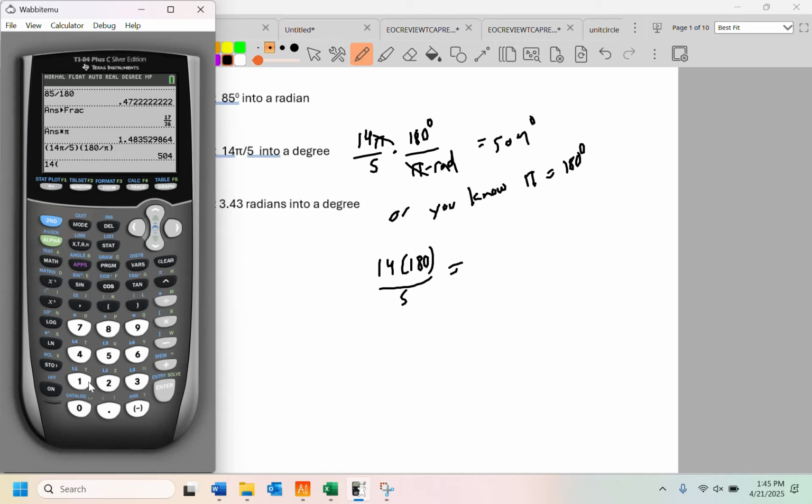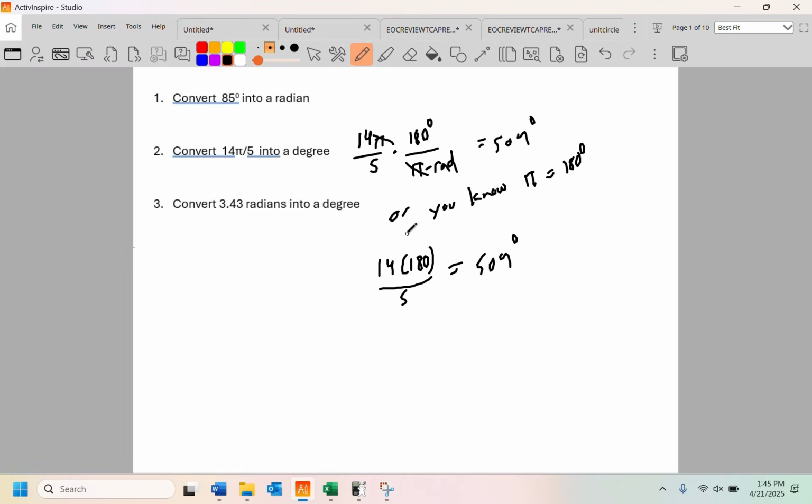I'm sighing here. I hate that I have to show all this stuff in a calculator. I really do hate that I have to show all this stuff. But you get 504 degrees either way you do it. Doesn't really matter. All right, convert 3.43 radians into a degree.